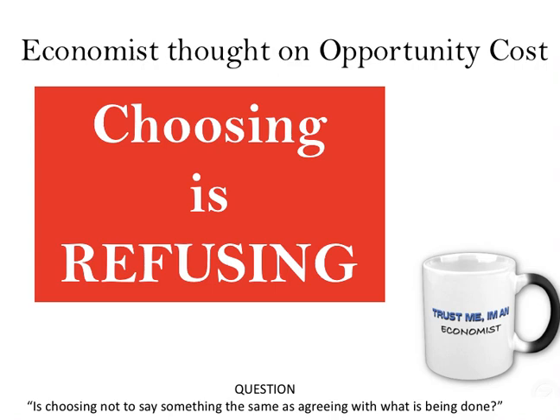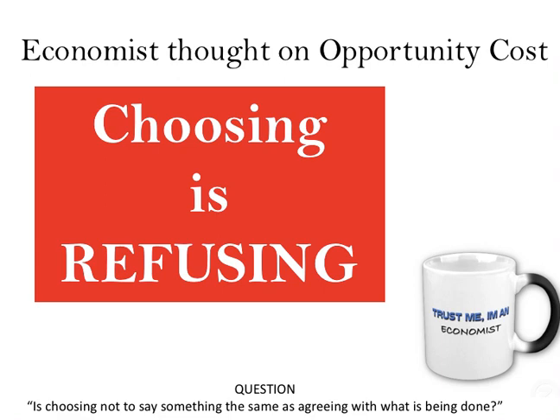Now look at the question: is choosing not to say something the same as agreeing with what is being done? Turn to your neighbor again and come up with a scenario that both of you agree upon or don't agree upon, where you agree with the statement or you can deny this statement. So the quote is, choosing is refusing. Is choosing not to say something the same as agreeing with what is being done? Look at the quote, come up with a scenario, look at the question, and see what you and your partner next to you have to say about this.